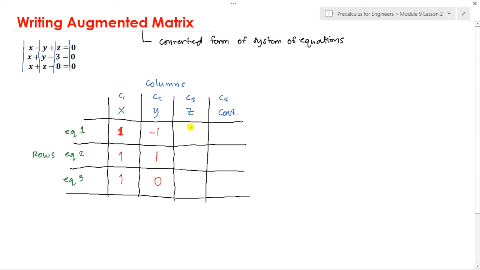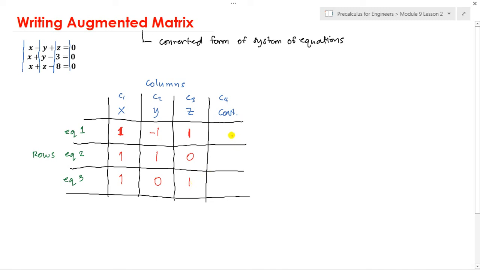Next, for column 3. What is it here? Equation 1, it's 1, right? Then for column 3 row 2, what is it here? 0, because we have no z. For column 3 equation 3, what is it? 1. Okay, positive 1.